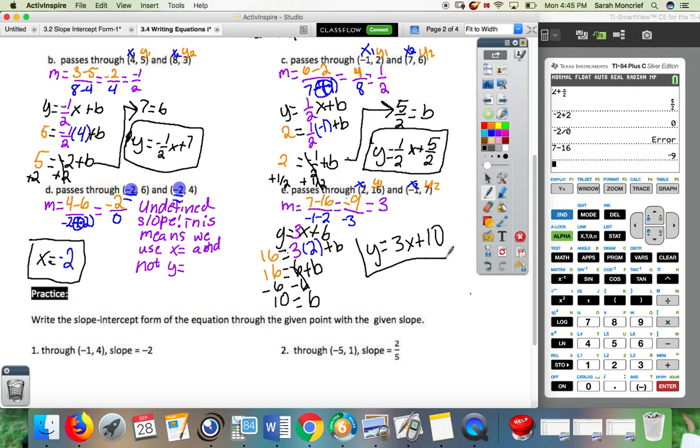All right. And that is all for today's lesson. Today we looked at writing equations of line when either given a slope and a point, which was the first page, or 2 points.